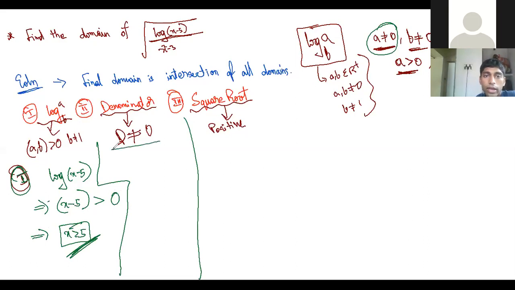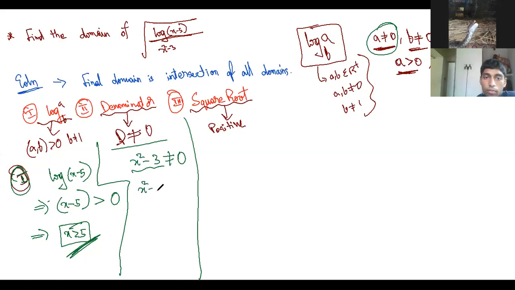Now, the second thing: the denominator, x square minus 3. The denominator should not be equal to 0. When is the denominator 0? This is of the form a square minus b square, so I can say this is x square minus root 3 whole square. That means x cannot take the 2 values, plus or minus root 3. So this is the second condition.